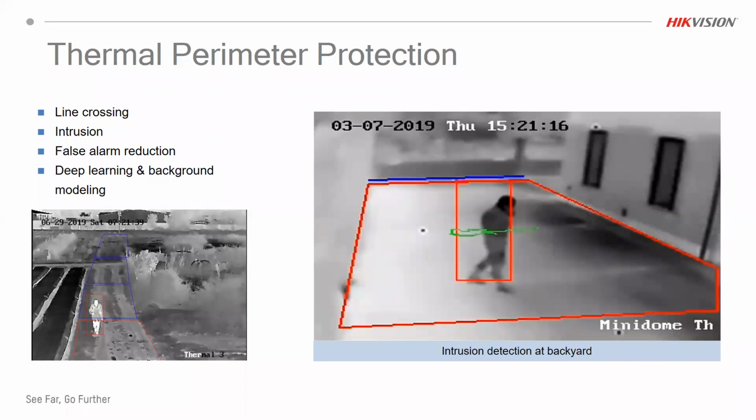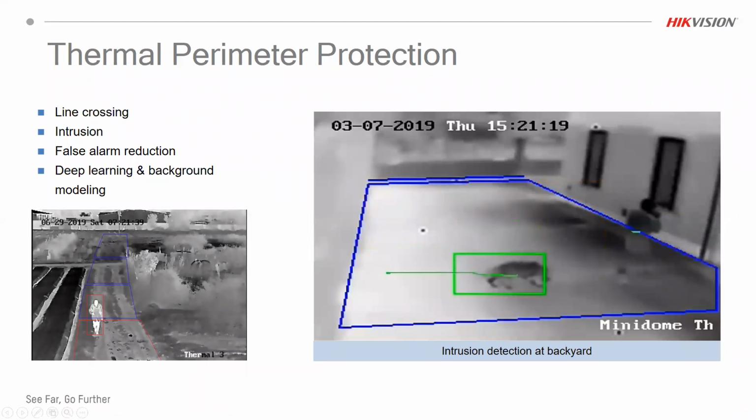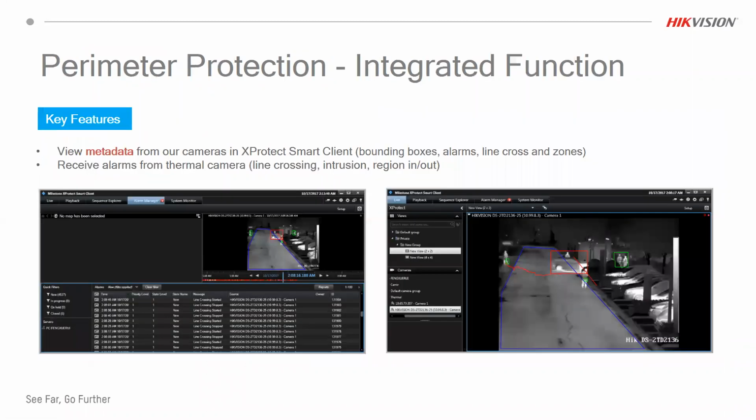These attributes are part of the metadata that is received via the camera to XProtect client. Perimeter protection has a perspective within XProtect. Viewing the metadata from our cameras in XProtect Smart Client, we can see anything from bounding boxes, alarms, line crosses, and zones. Those alarms are listed below the image, and they can then be managed within the alarm manager.